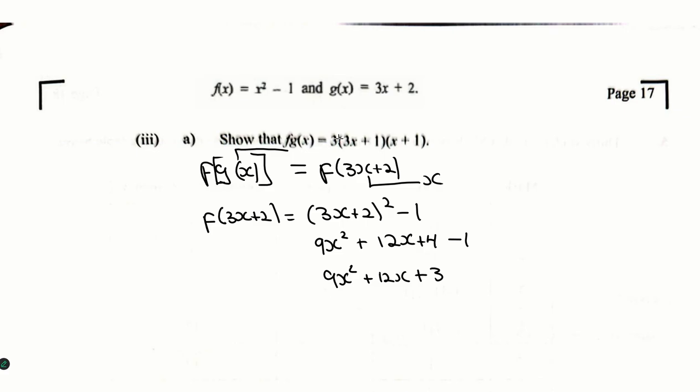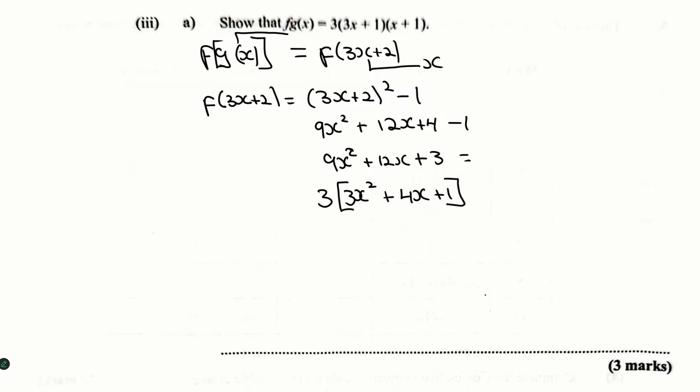We see that they kind of remove 3 from it, and you can also see that all numbers that could go into 9x squared, what could go into 9, 12, and 3? 3. So we're going to factorize out that 3, so it's going to be 3 by what is 9x squared? 3 by 3x squared. 3 by what is 12x? 3 by 4x. And 3 by what is 3? 3 by 1. Right? Then you're going to factorize what is in our bracket here.